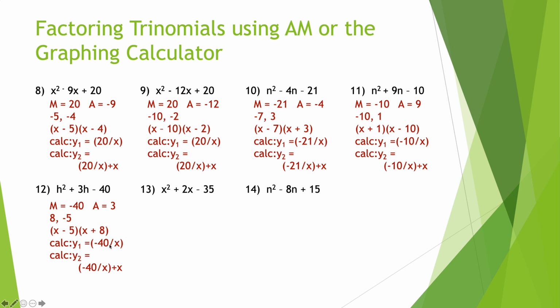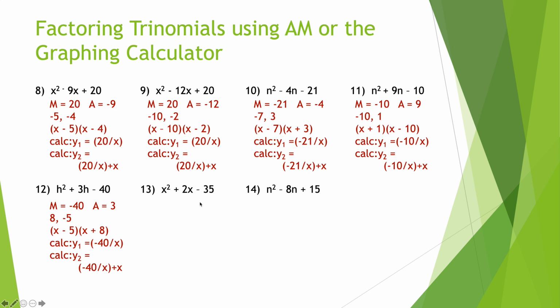You can see what you write here. It's always the last number divided by x. And for y2, it's that plus x, always in parentheses. And under y2, you want to make sure that you look for the column. In the column, you want to look for 3, and then look at the 2 previous numbers. In either order, they will be 8 and negative 5.